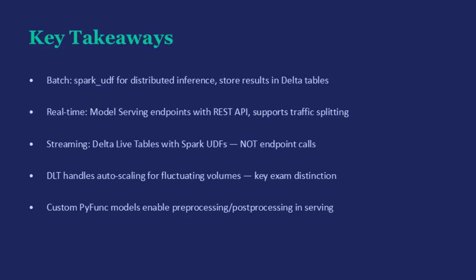Let's lock in the deployment essentials. For batch, use Spark UDF for distributed inference and store results in data tables. For real-time, model serving endpoints provide REST APIs with auto-scaling and traffic splitting for A/B testing. For streaming, Delta Live Tables with Spark UDFs and not the model serving endpoint calls. DLT actually handles auto-scaling for fluctuating data volumes. Custom PyFunc models enable you to add pre-processing and post-processing logic to the serving endpoints. These are the key distinctions that the exam tests in the deployment section.